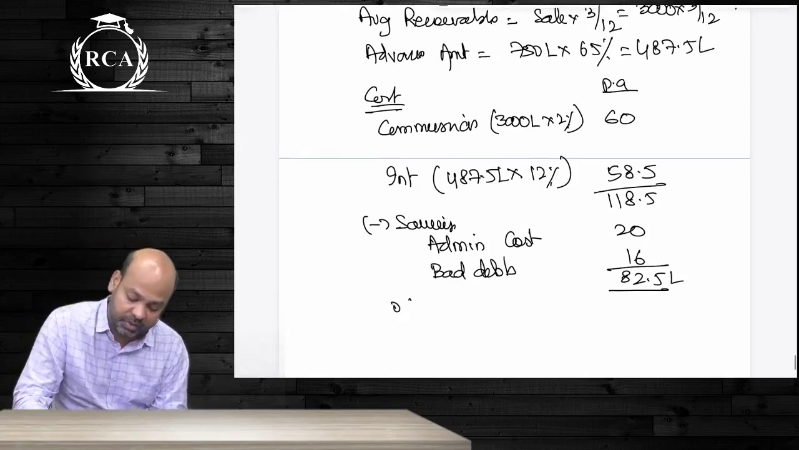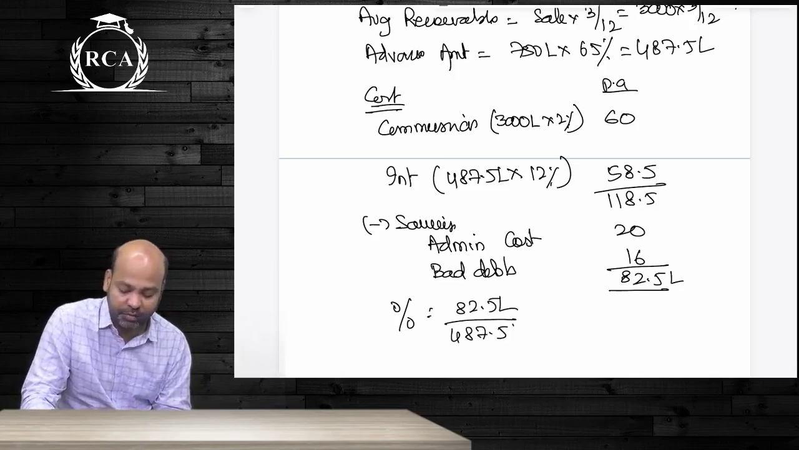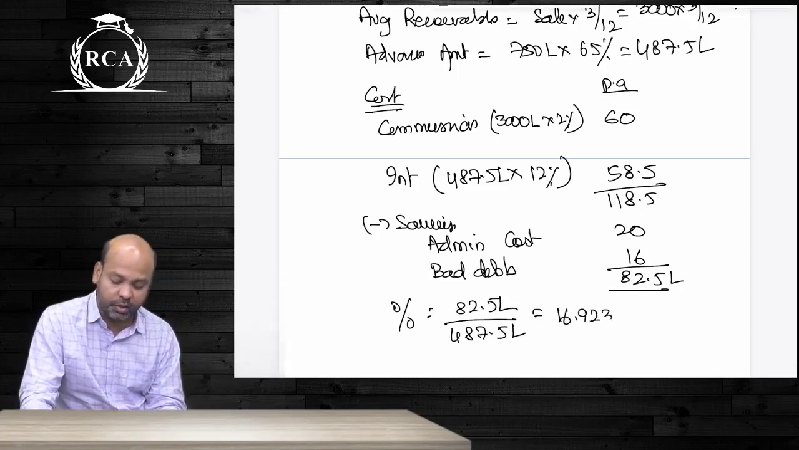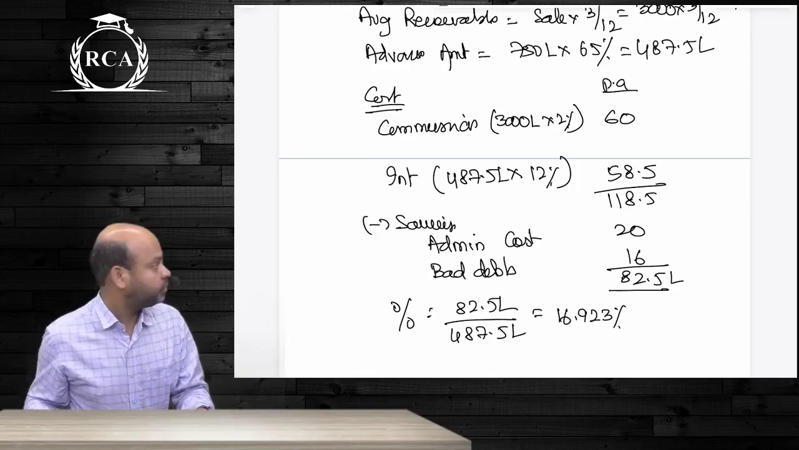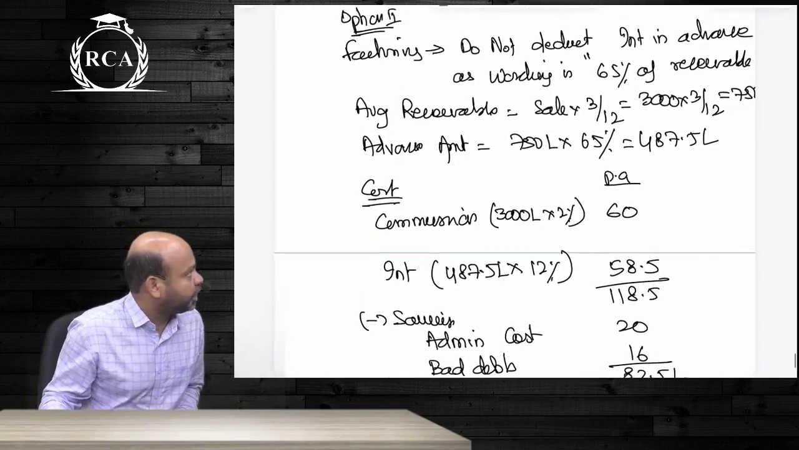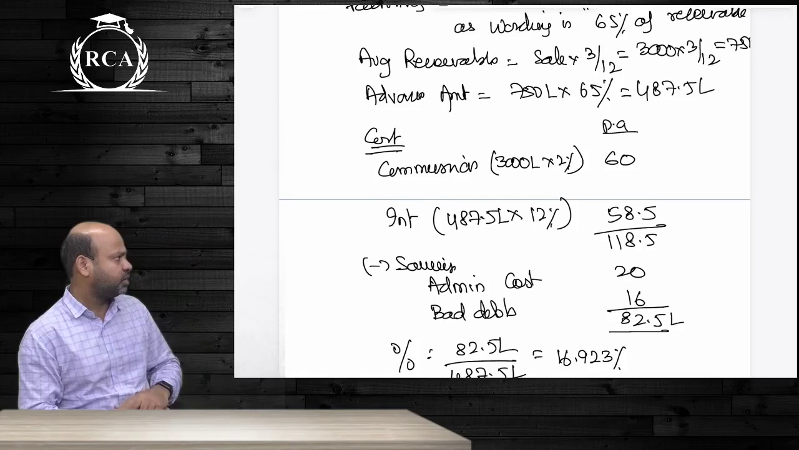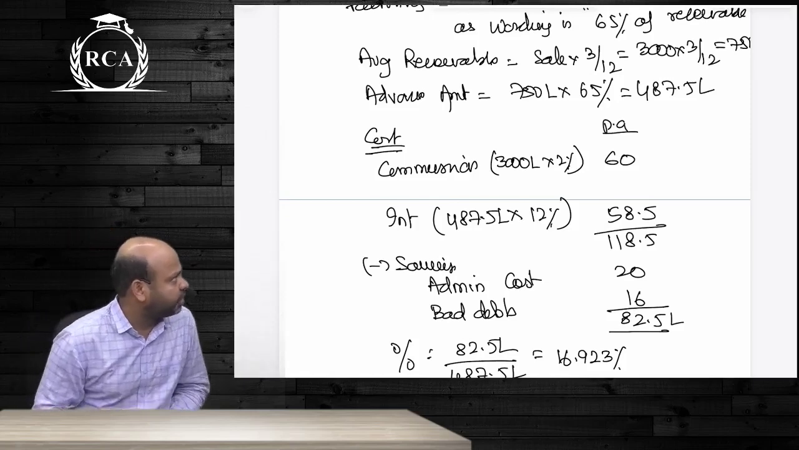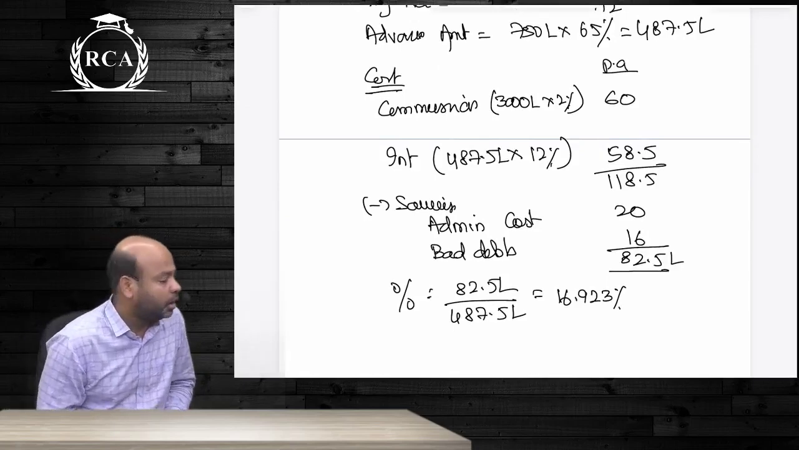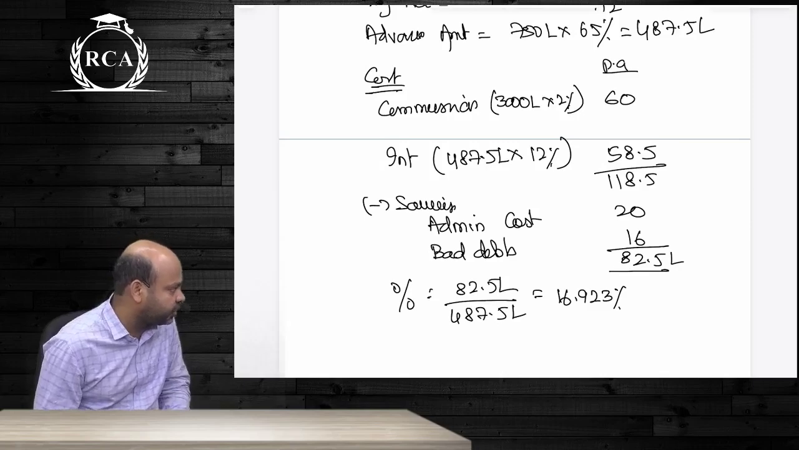82.5 lakhs. In percentage terms, guys, we are incurring 82.5 lakhs to receive 487.5 lakhs in advance. That is 16.923%, guys. Are we clear about this? You should not deduct interest in advance, as the wording is 65% of receivable, beta, and then this is the answer. Average receivable is 750 lakhs. Advance that we are receiving is 487.5. Under which, guys, cost is 118.5. Savings, guys, are 20 and 16.